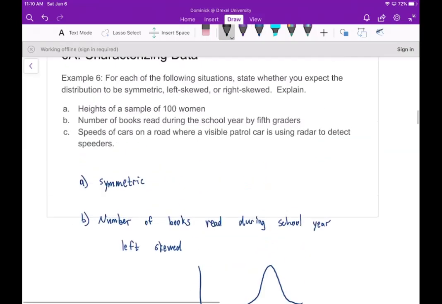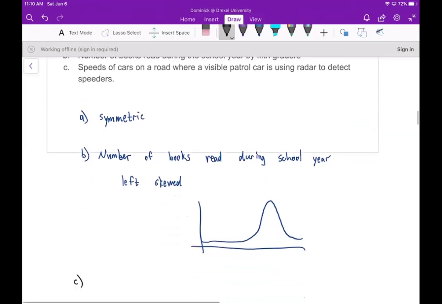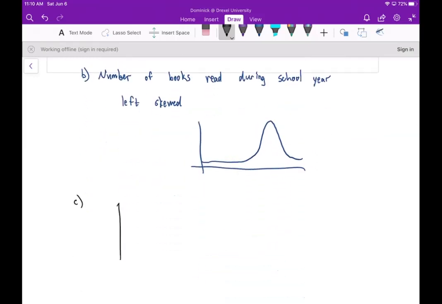Now in part C, we have the speeds of cars on a road where a patrol car is using radar to detect speeders. So if you've ever driven before and you see a cop, what do you of course do? You slow down even if you're not going above the speed limit because you're paranoid. So most people would be going slow. And then you'd have some of the daredevils that either don't see the cop or don't care that there's a cop there. They would continue to go fast. But this, of course, would mean that you have a right skewed distribution. Right. So those are different scenarios where you could have different types of symmetry or skewedness.